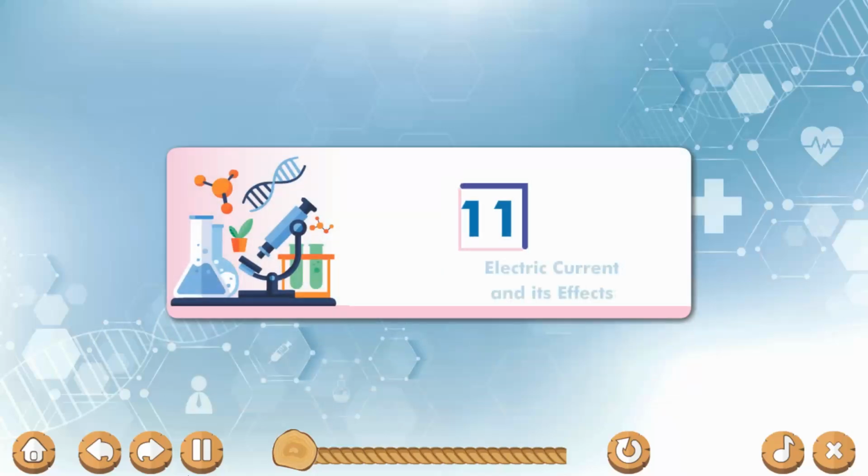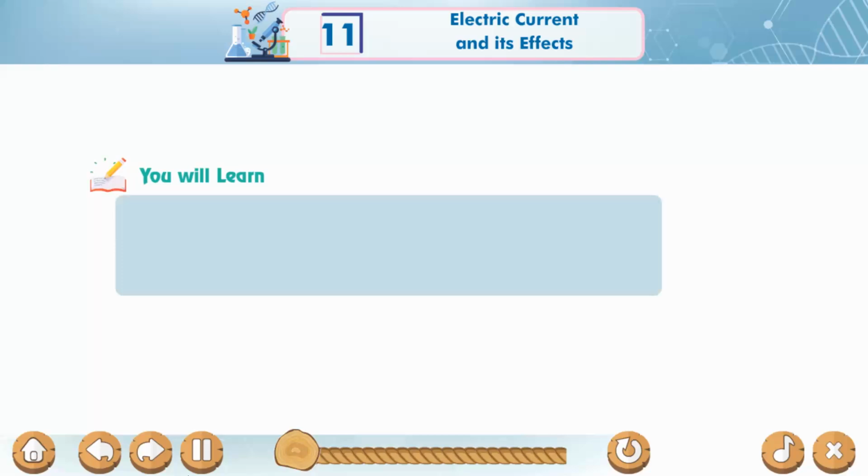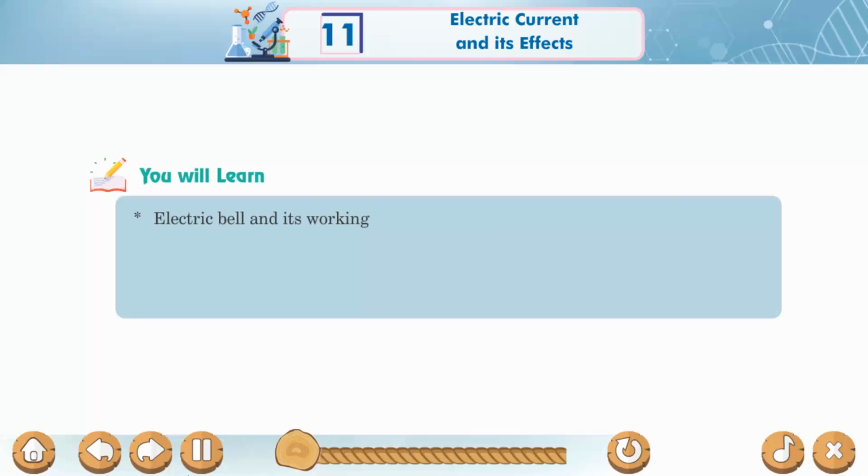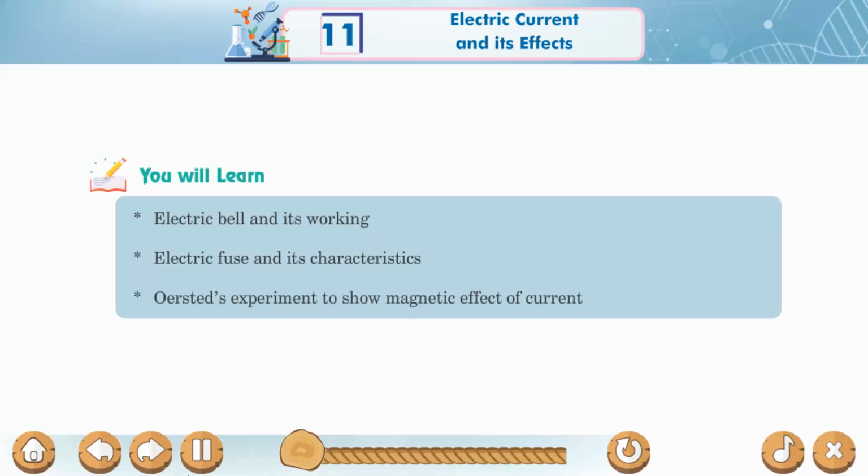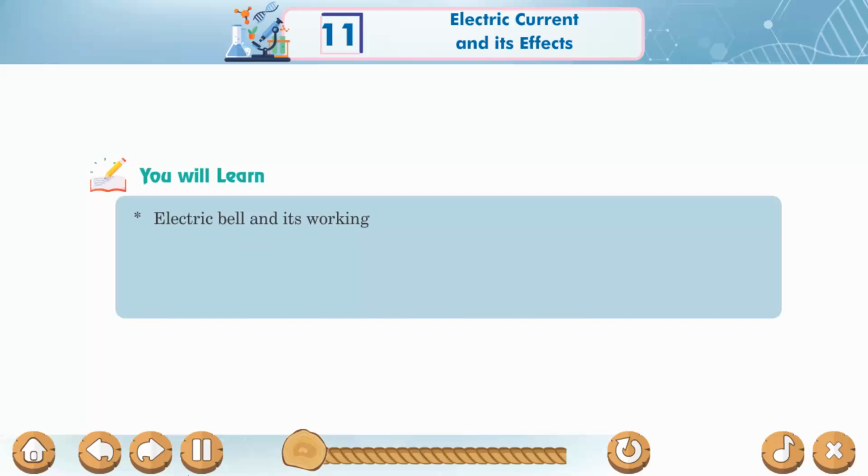Chapter 11: Electric Current and its Effects. You will learn electric current, electric circuit and electric batteries, electric fuse and its characteristics, Orsted's experiment to show magnetic effect of current, electric bell and its working.